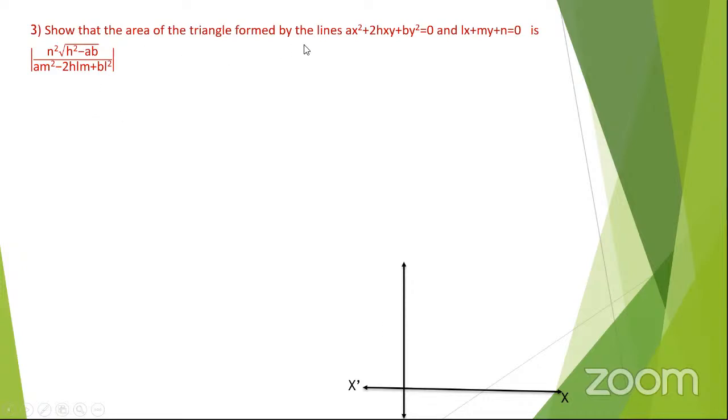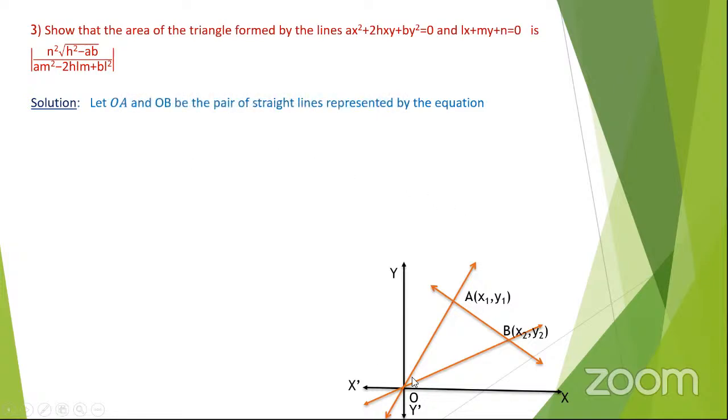Here they have given a pair of lines and another line. We have taken the x-axis and the y-axis. The intersection of the x and y axes is O. We have taken a pair of lines represented by ax² + 2hxy + by², and another line lx + my + n. The intersection of the line with one of the pair is taken as A, that is (x1, y1), and the intersection with the other is taken as a point B, represented as (x2, y2).